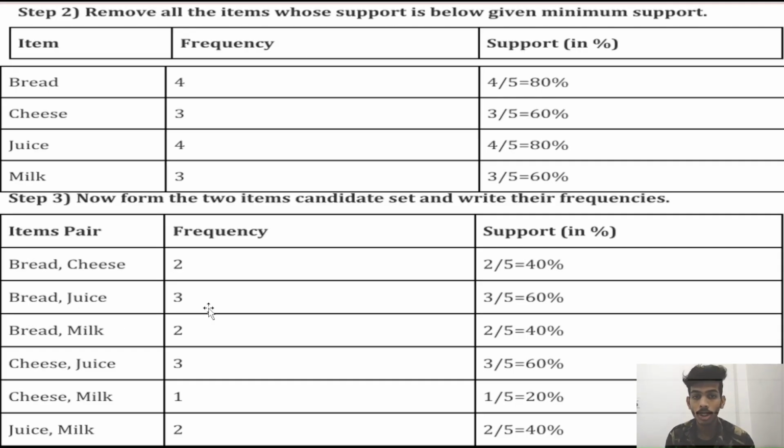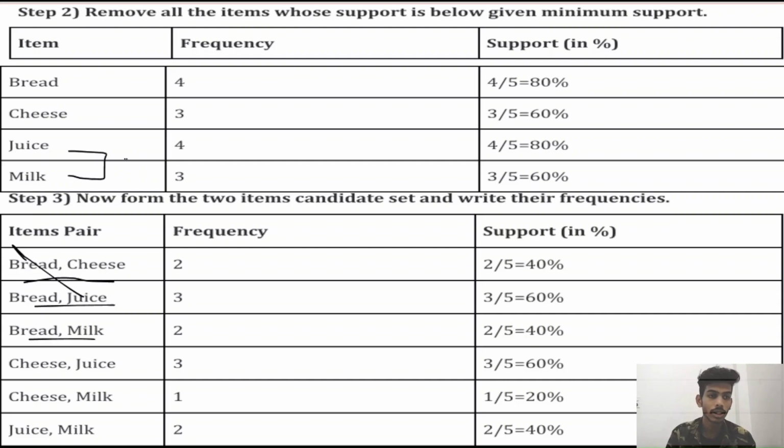Now, from the items we form the two-item candidate sets and write their frequencies. We pair two items: bread cheese, bread juice, and bread milk, then cheese juice and cheese milk, and juice and milk. Now pair all the items and find the frequency for all the item pairs. Here, bread and cheese, bread and juice, bread and milk.